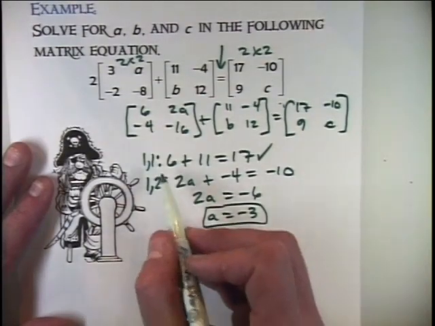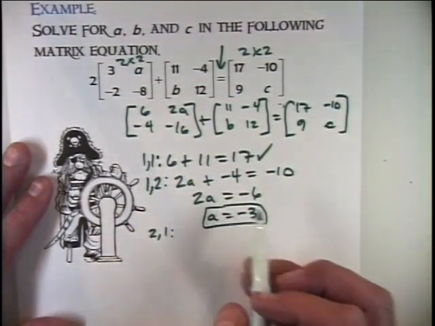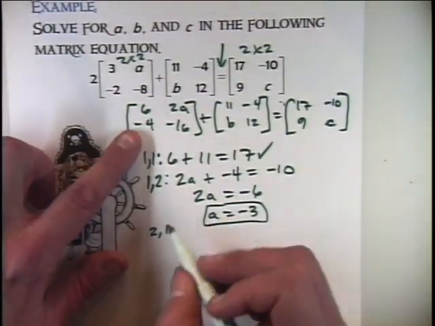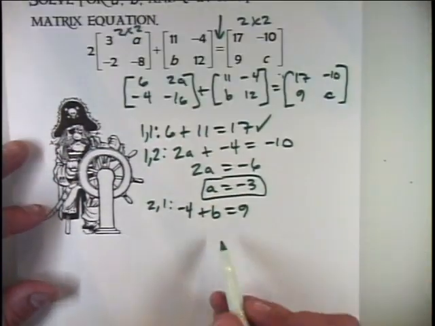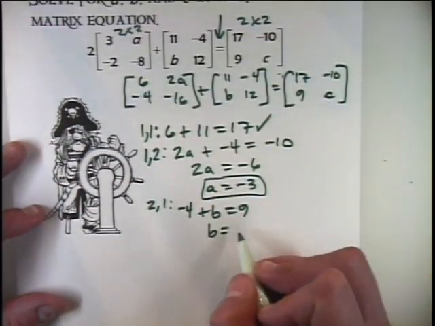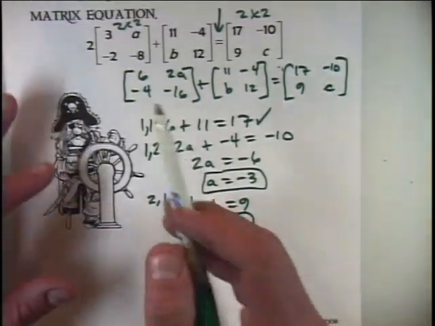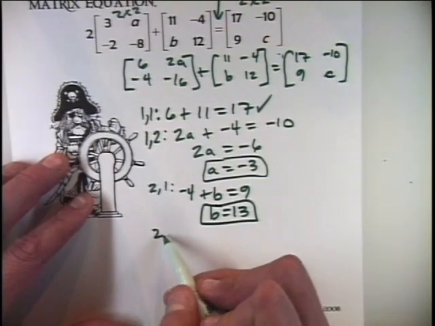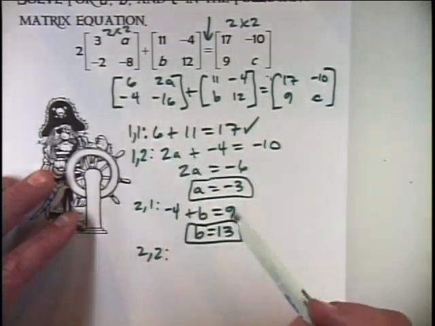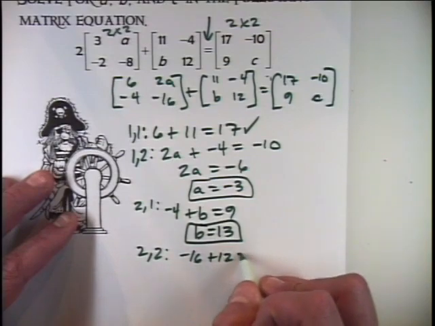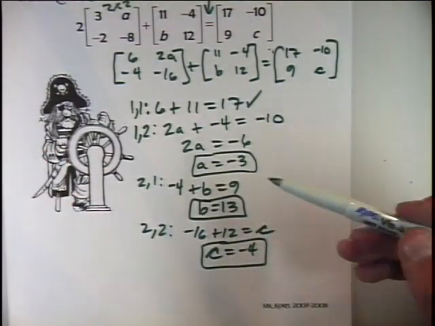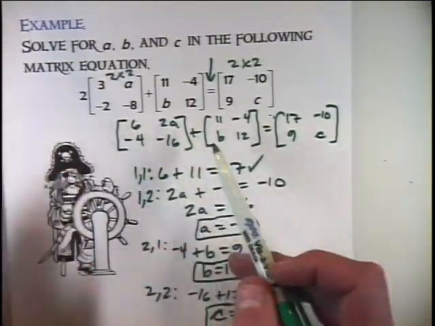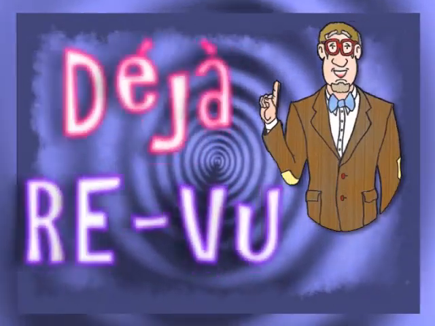We'll proceed in the same fashion. Let's do the second row, first column. Second row, first column is going to be negative 4 plus B equals 9, right there. And I have a little linear equation, so B equals 9 plus 4, that's 13. And then finally, my last one down here, I'll look at my 2, 2 position, and that's going to be negative 16 plus 12 equals C. Well, that one's easy to solve for. I get C equals negative 4. So there we go. We have solved for A, B, and C just by doing the matrix addition in the corresponding columns. Now it's time for Deja Review.